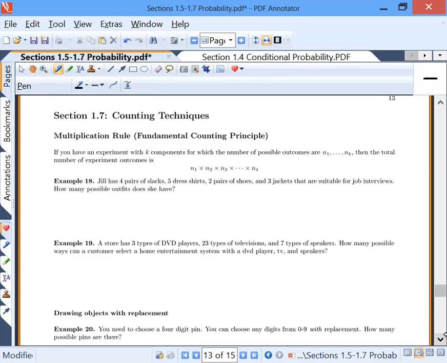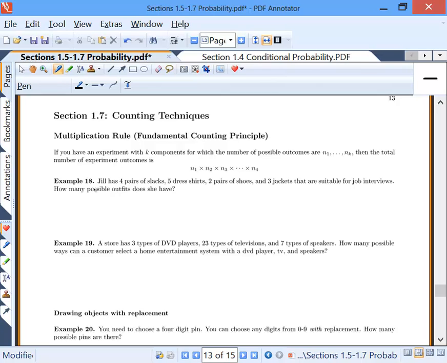We're going to start with the multiplication rule, also called the fundamental counting principle if you're trying to look it up online. So if you have an experiment with k components for which the number of possible outcomes are n1, n2, n3, etc., then the total number of experimental outcomes, you just multiply them. It's easiest to just see the example. Jill has 4 pairs of slacks, 5 dress shirts, 2 shoes, and 3 jackets that are suitable for job interviews. How many outfits does she have that are suitable for job interviews?